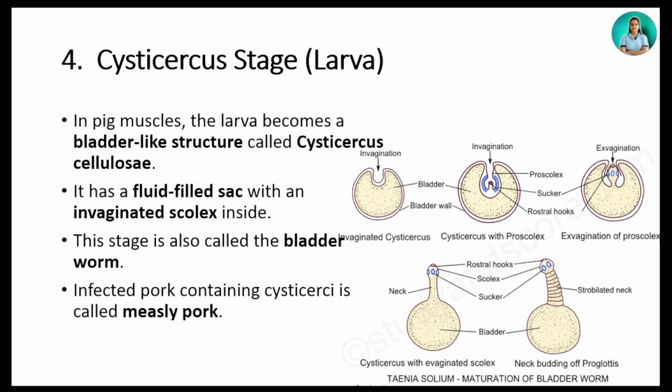The fourth stage is the cysticercus stage, which is also known as the larva stage. In this stage, in the pig muscles, the larva becomes a bladder-like structure, which is called cysticercus cellulosae. In the cysticercus, a fluid-filled sac is present, with an invaginated scolex inside it. This stage is also known as bladder worm. This infected pork containing the cysticerci is called measly pork.